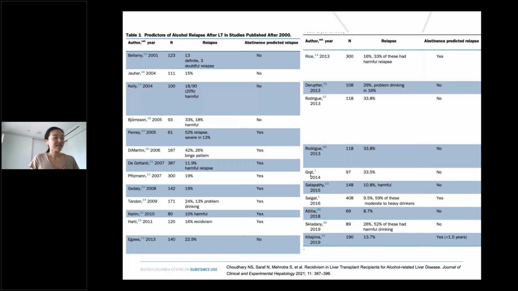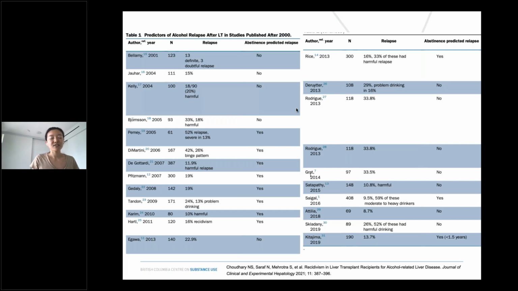So after that original study, there has been a multitude of other studies. In fact, the 6 months of sobriety pre-transplantation is the most common factor that is studied for predicting alcohol relapse. This is a wonderful summary done by a systematic review, and here you can see that it is very inconsistent.